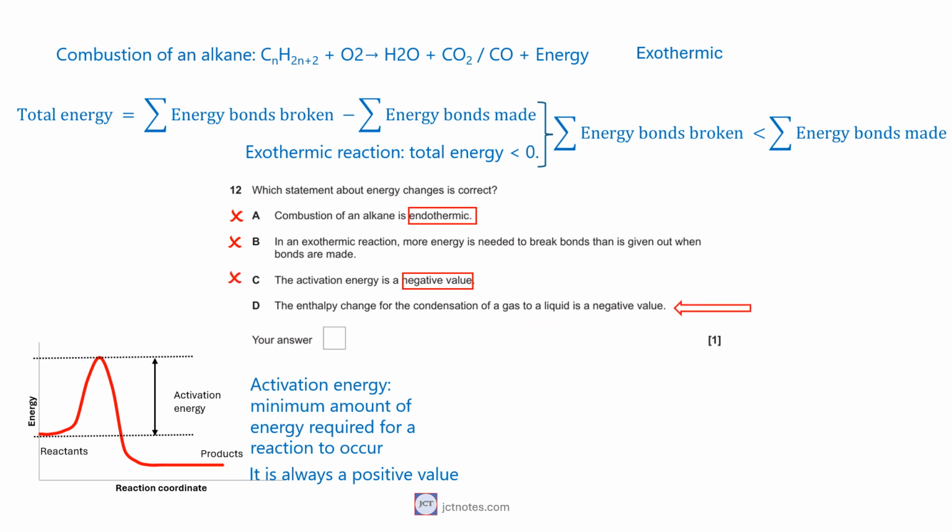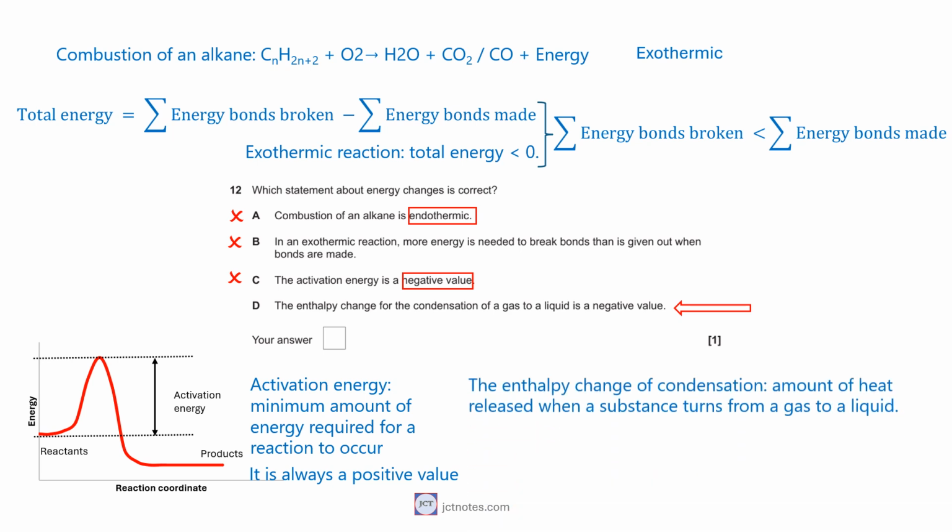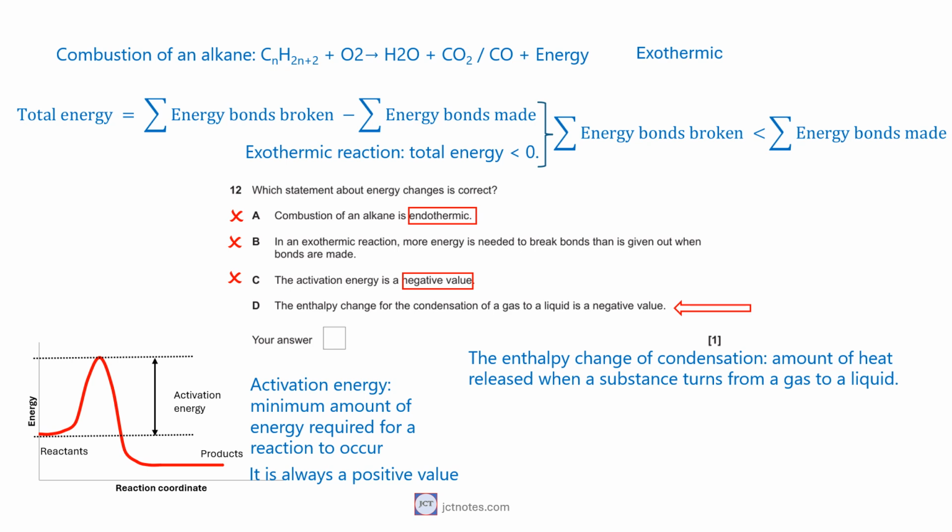Option D says, the enthalpy change for the condensation of a gas to a liquid is a negative value. The enthalpy change of condensation is the amount of heat released when a substance turns from a gas to a liquid. It is always negative because heat is removed from the system. Think that when you want to do the opposite and evaporate a liquid, you heat the liquid. This statement is correct. The answer is D.